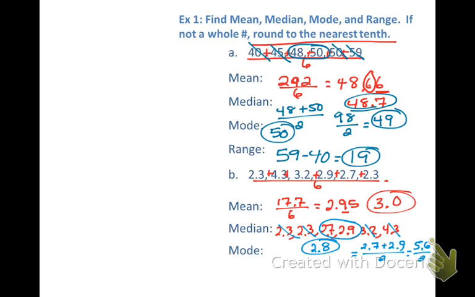Now mode. Which one occurs the most? I have 2.3 occurs twice, then 2.7. All the rest are once, so it would be 2.3.